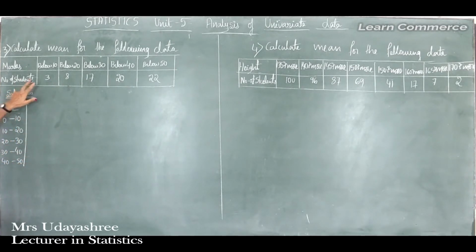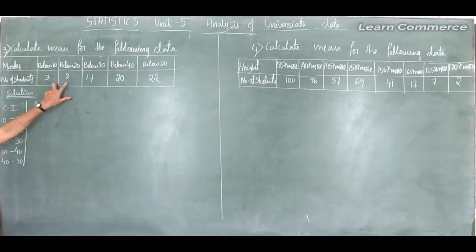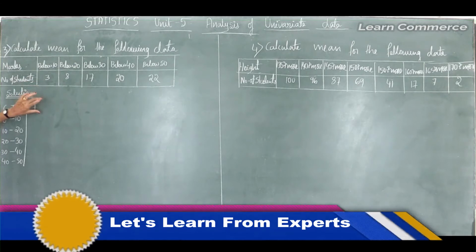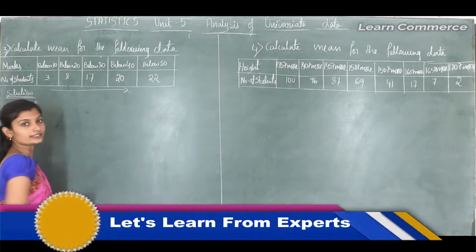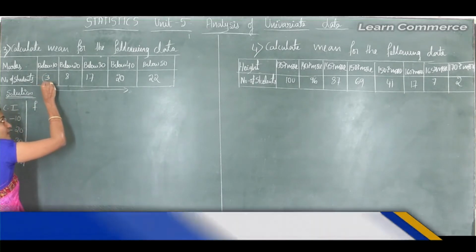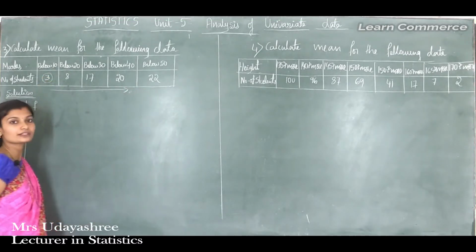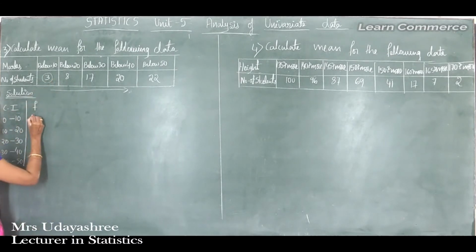Next, here is the given less than cumulative frequency. How to convert this less than cumulative frequency into frequency? See, number of students is nothing but frequencies. Here the given frequencies are less than cumulative frequencies, so we need to convert them into frequencies. Since the given frequencies are in increasing order, the first value is the smallest value. So first I will write this 3 as it is.